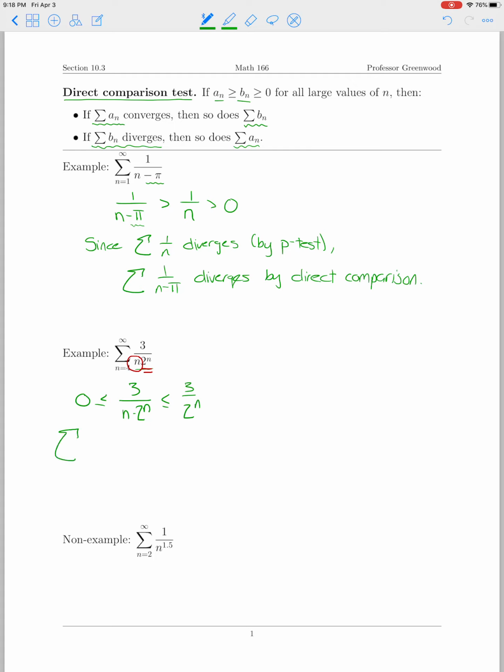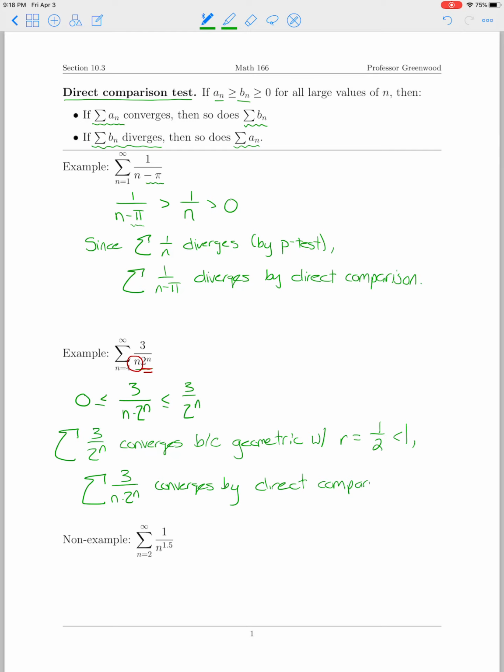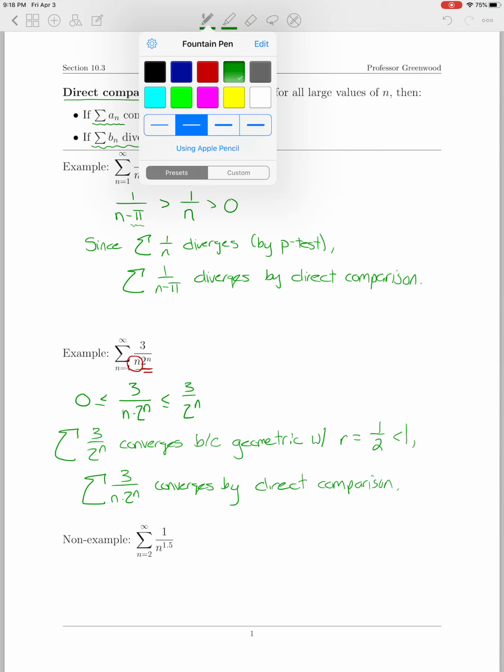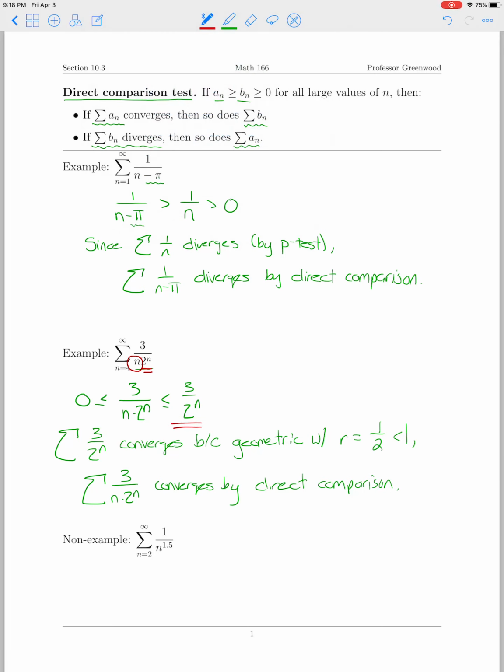And since the sum of 3 over 2 to the n converges, because it's geometric, with r equaling 1/2, which is less than 1, then we know that my original series, 3 over n times 2 to the n, converges by direct comparison. All right. And so here it's really important that we ended up finding a series that was bigger than the series that we cared about that also converged.